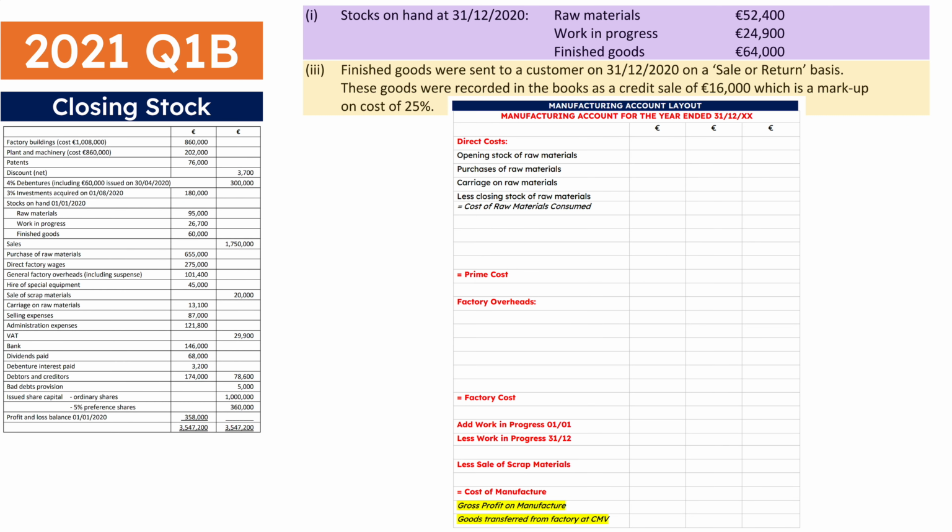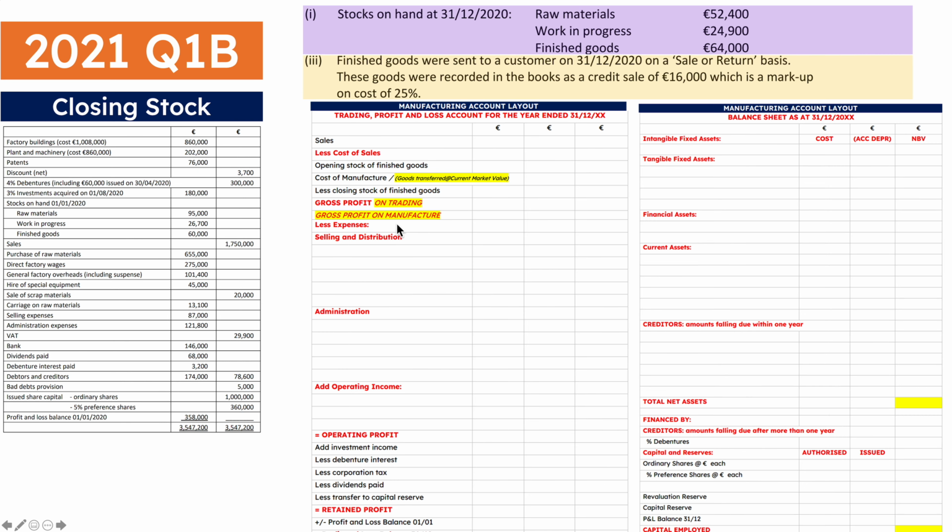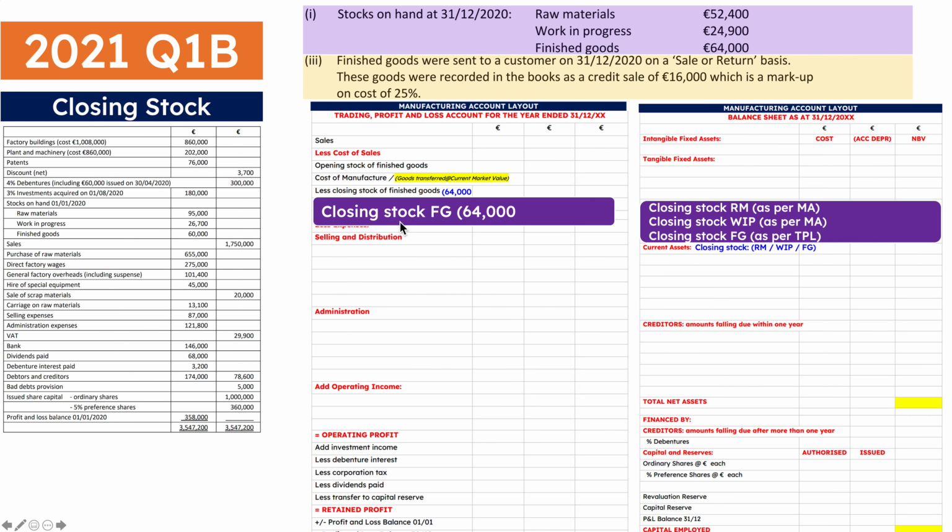So we have closing stock of raw materials, 52.4 here. We have closing stock of work in progress, 24.9 here. Then we have finished goods in the trading account. And then we've all 3 there. Now you can club them up here like this: closing stock, raw materials, work in progress, finished goods, but I would put each figure. So if you want to save space, that's very easy to do, that's fine, but indicate what figure is which type of closing stock.